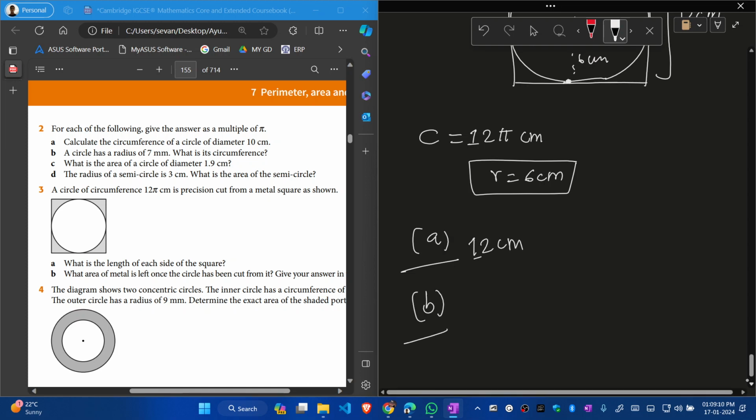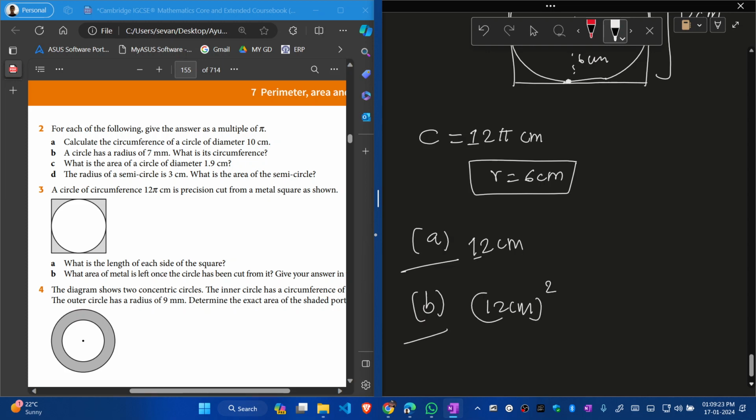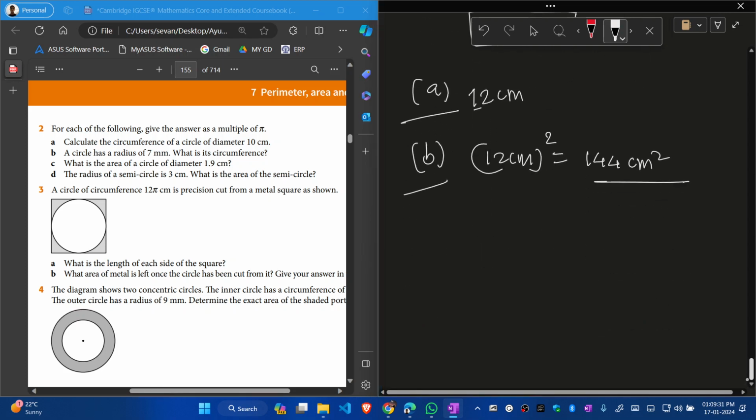And for B part, what do you have to do? B part says what area of metal is left once the circle is cut. So first you have to find the area of the square, so that will be 12 centimeter square. So that will be 144 centimeter square. Okay, it's done now. Now what do you need to do then? The next step.